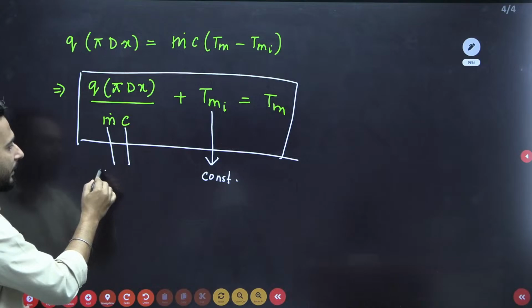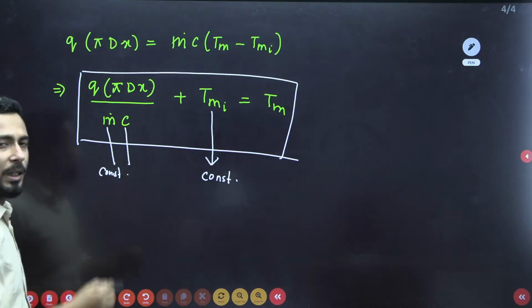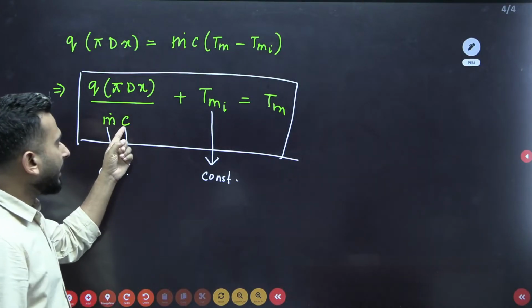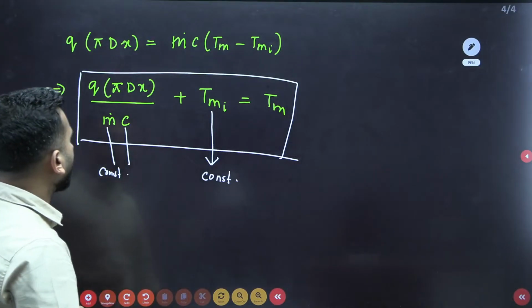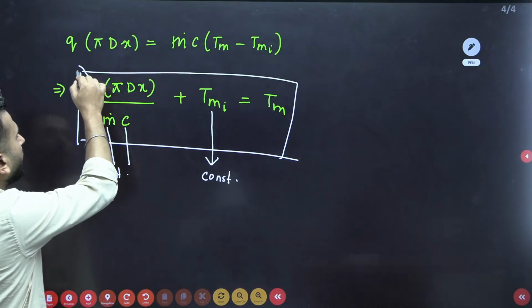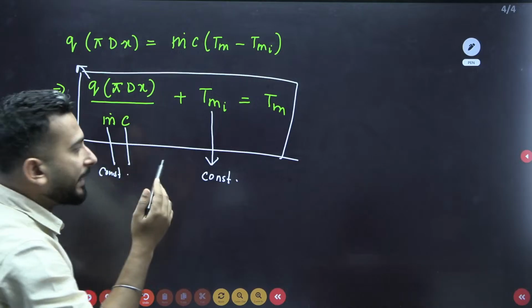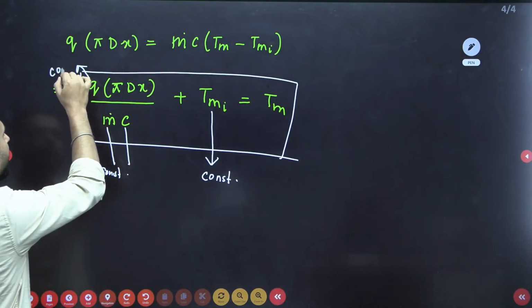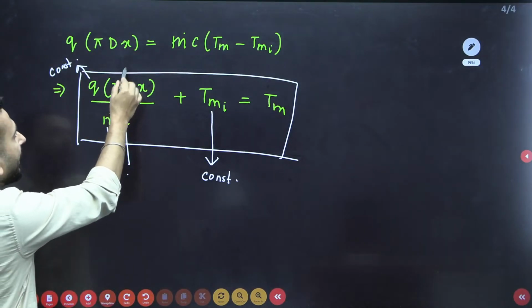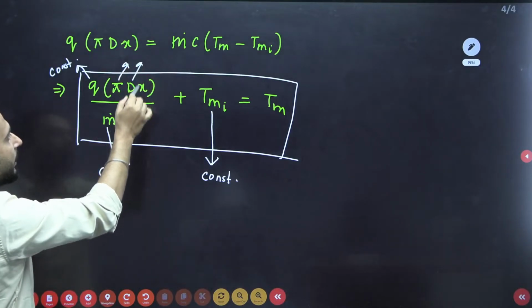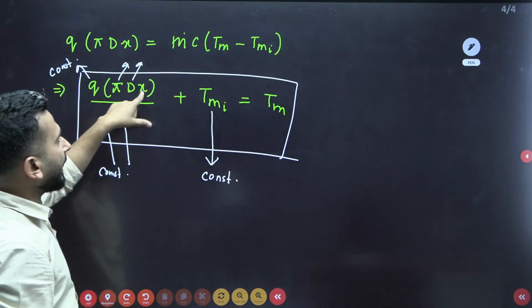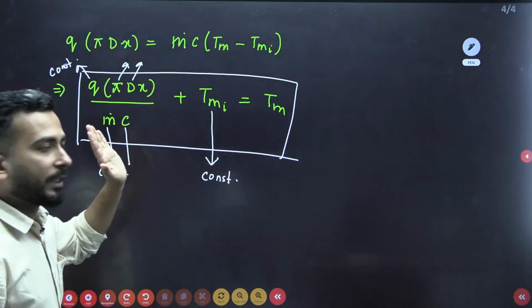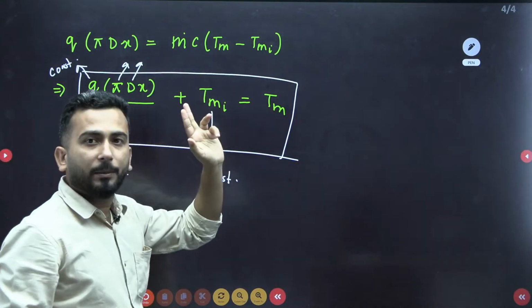Mc, they are also constant. Mass flow rate we will take constant. Specific heat capacity also will take constant. You are already doing the case of constant heat flux, so Q is also constant. Pi is a constant term, D is a constant term. So what is the only variable? X is the only variable, rest are all constant. And over here Tm is there.